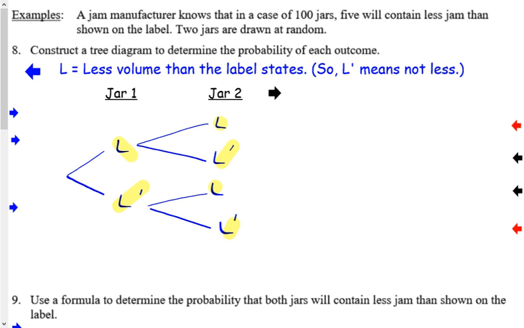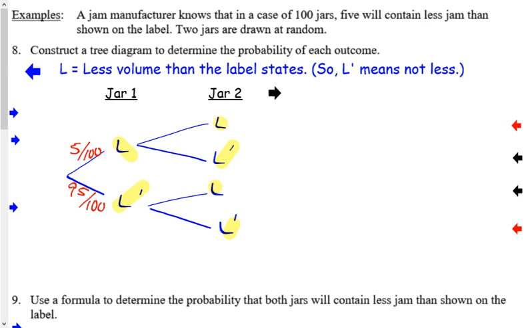So for my first jar to have less jam, we're told 5 out of the 100 jars will have less. So the probability that happens will be 5 out of 100. The probability it doesn't have less will be 95 out of 100. So you'll notice both of those add up to 100%. One of those outcomes has to happen.